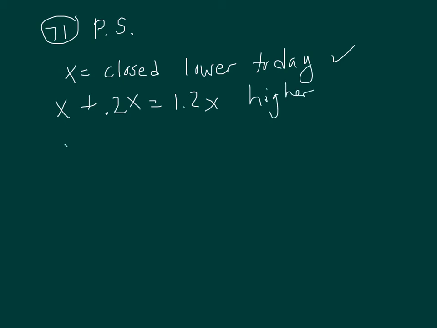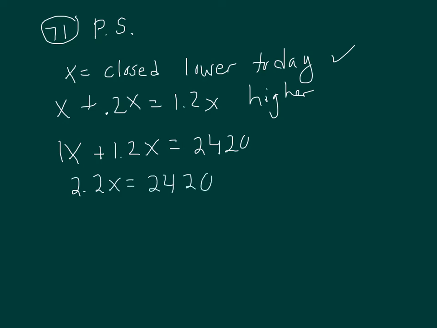Well, the stocks either closed lower or higher. So if I add those two together, the lower ones plus the higher ones, it has to give me my total number of stocks, which is 2420. Now there's a 1 here, so I've got 2.2x equals 2420. And now let's divide both sides by 2.2. So 2420 divided by 2.2.